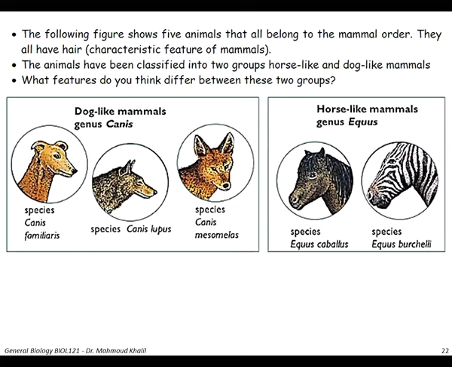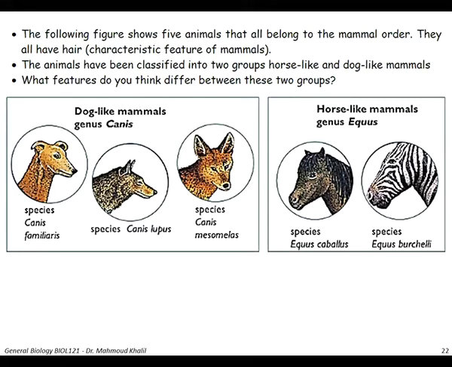You are sure now that this animal is a mammal, because the presence of hair is very characteristic of mammals. So you can see here that these two groups of animals are classified into horse-like and dog-like mammals. And you can look at both figures and see the features.